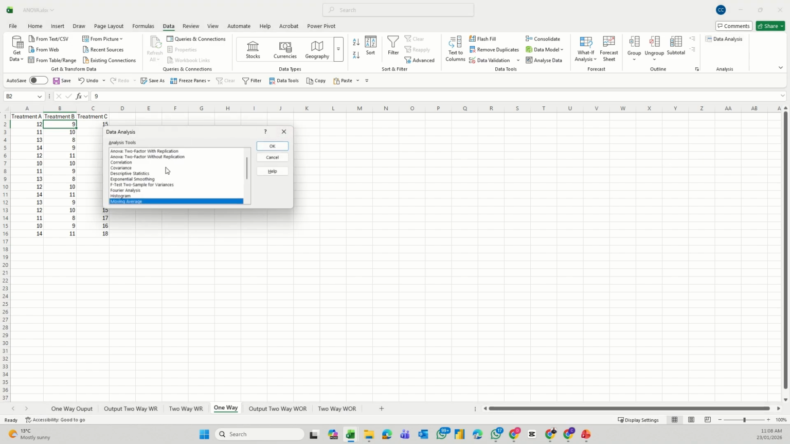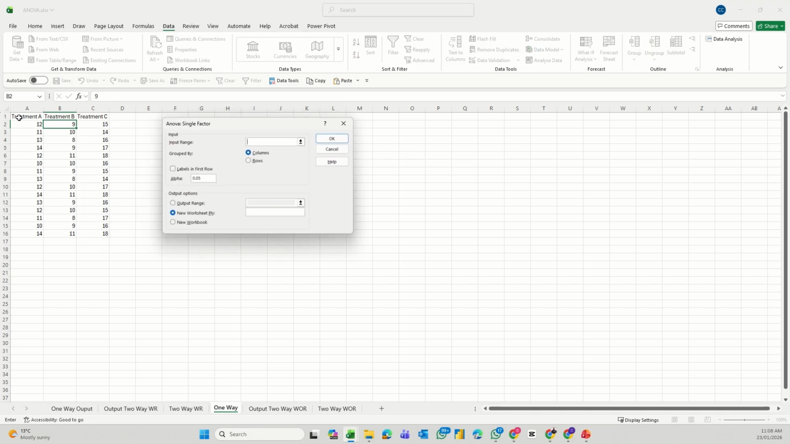There are other analytical or statistical tools you can check here: the two-way correlation, you can also check regression, t-test. You can just try them out. But we are interested in the single factor ANOVA. Click on OK.